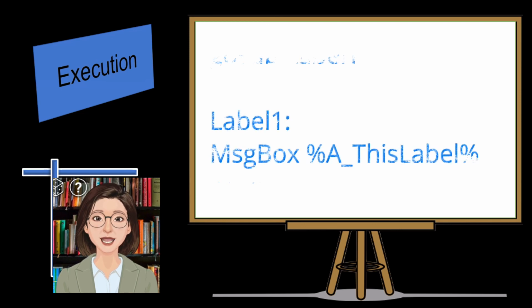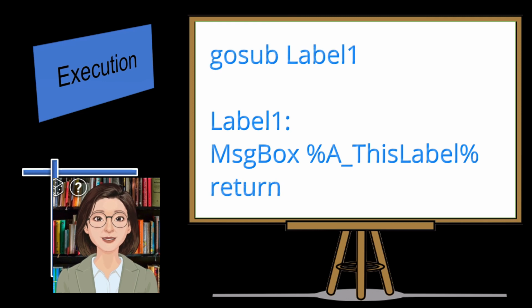Like directives, labels have no effect when reached during normal execution. In the following example, a message box is shown twice, once during execution of the subroutine by GoSub, and again after the subroutine returns.